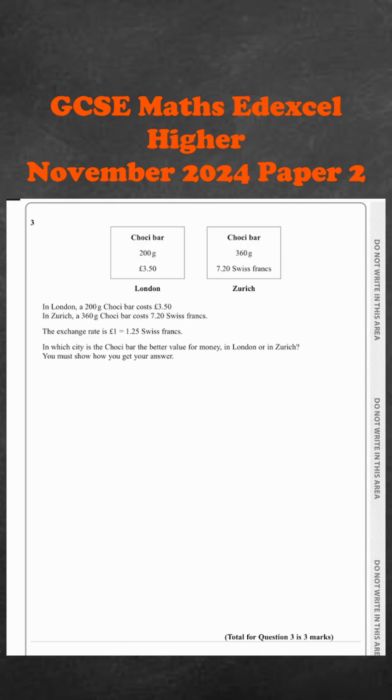So as we have 200 grams and 360 grams, we're going to look at per 100 grams what the best value for money is. So for the London bar, all we have to do is divide the 200 grams by 2 to get to 100 grams. So we'll divide the £3.50 by 2, and we get £1.75 per 100 grams.